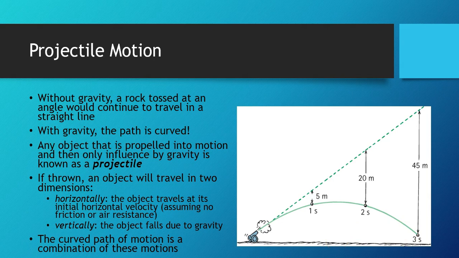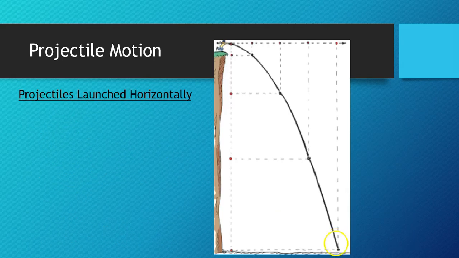Now, any object that's propelled into motion and then is allowed to only move under the influence of gravity, we call that a projectile. So if you launch a projectile horizontally, you throw it straight to the right, as you can see in this image, and it's not perfect, but you see that each space horizontally is essentially equal. Vertically, however, the object falls faster and faster over time, and so you get a curved path, so that it's falling faster and faster, but it's traveling to the right with the same speed.